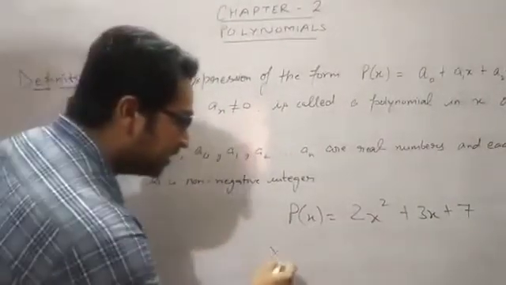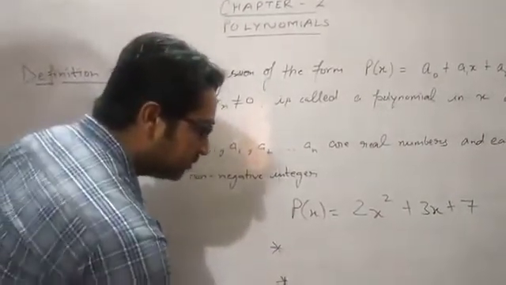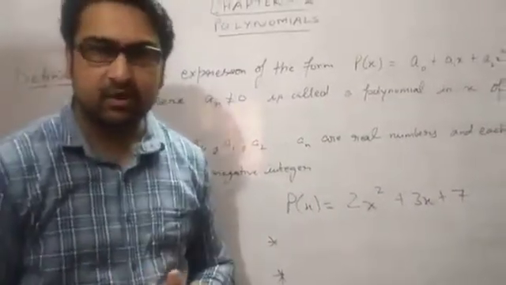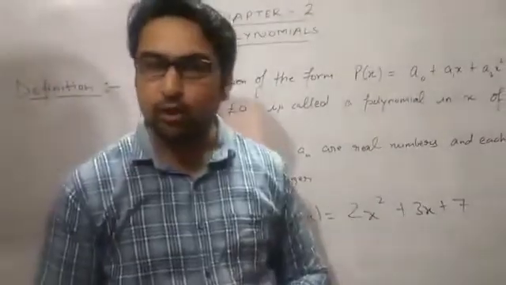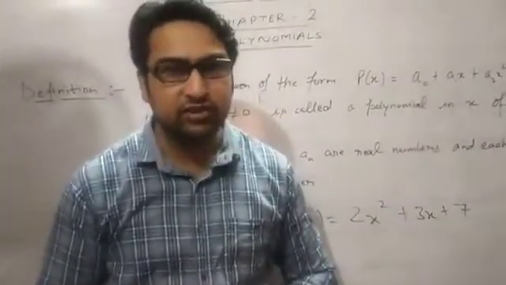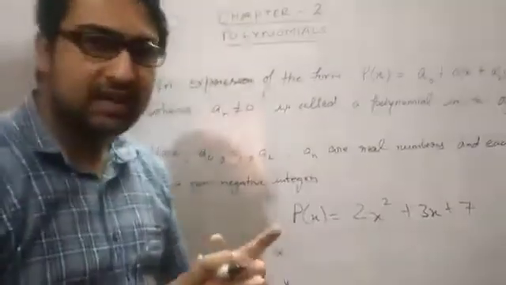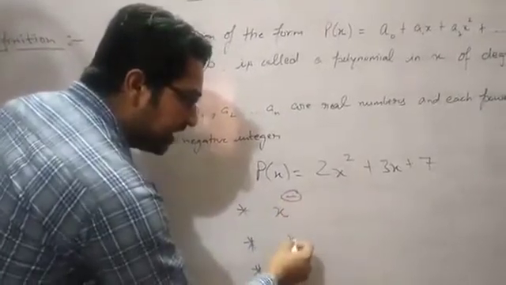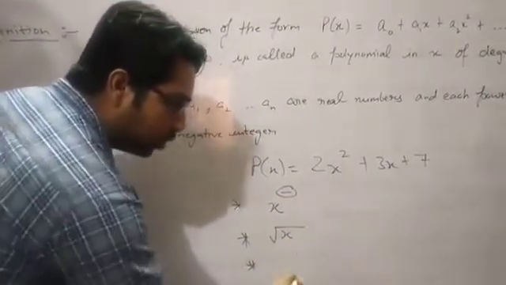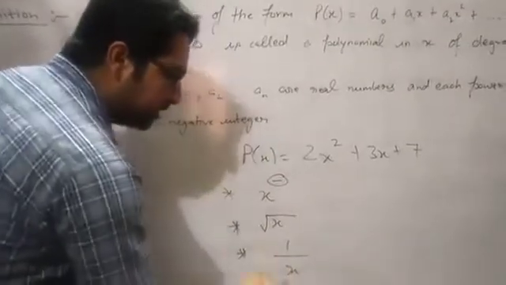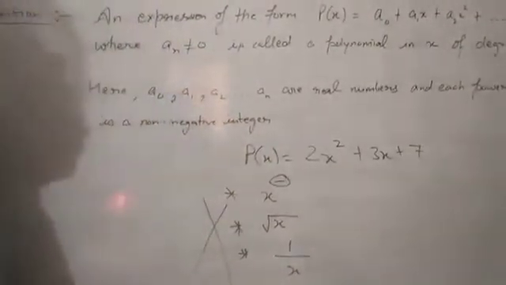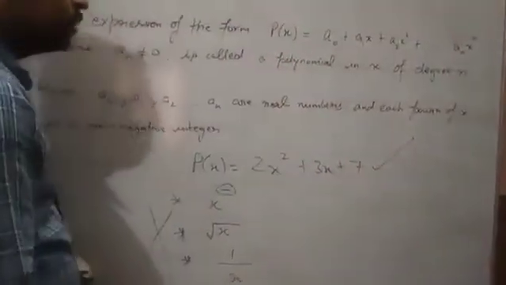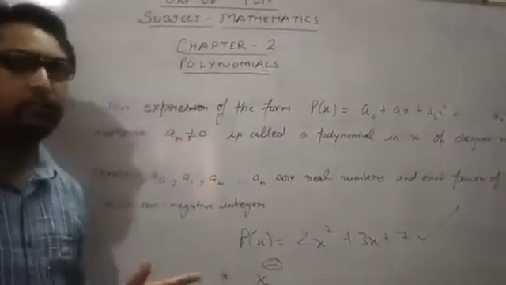But see, if the expression has a negative power, or has the variable in under root form, or has the variable in fractional form in the denominator, then that is not a polynomial. Like if x is raised to a negative power, or x comes in root form, or x is in the denominator, then these are not polynomials. Otherwise, they are all polynomials. Okay, so this is the basic concept of polynomials.